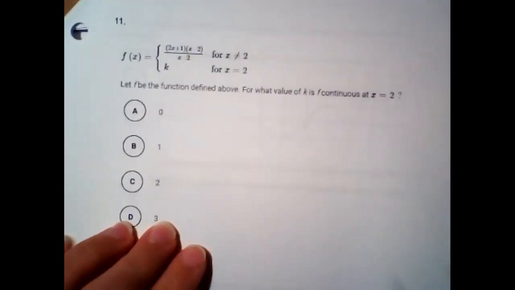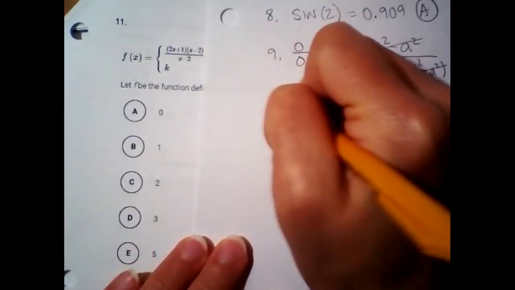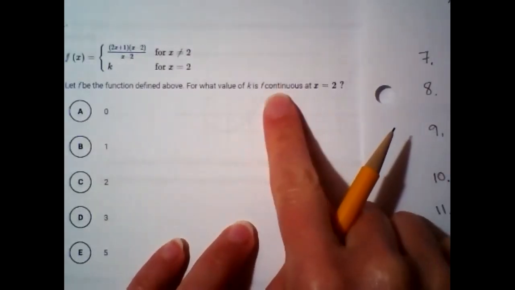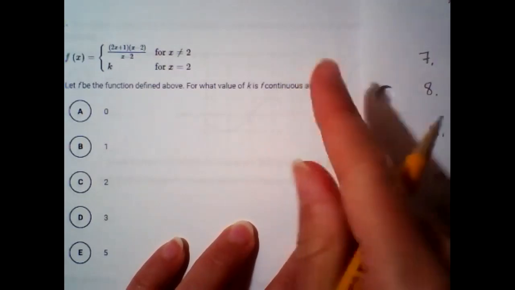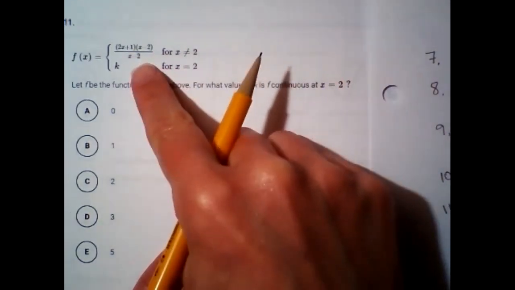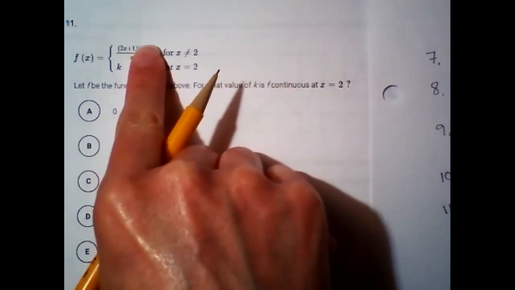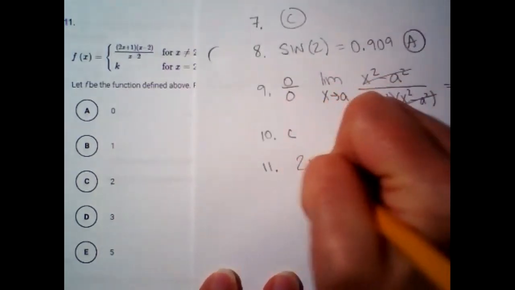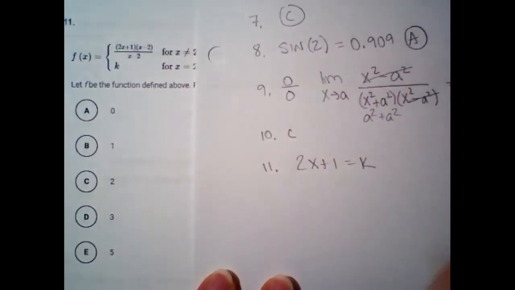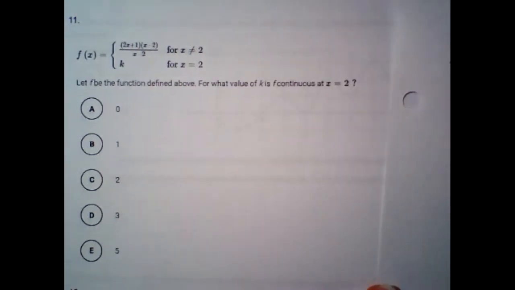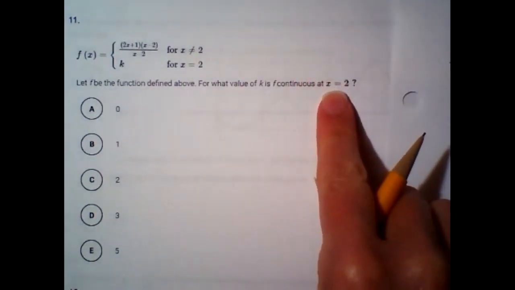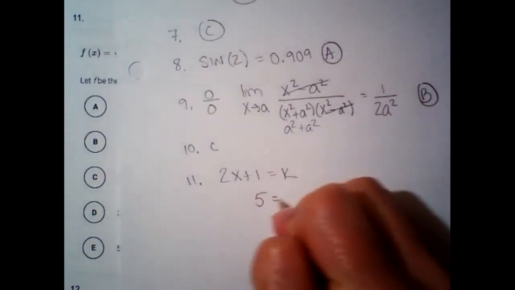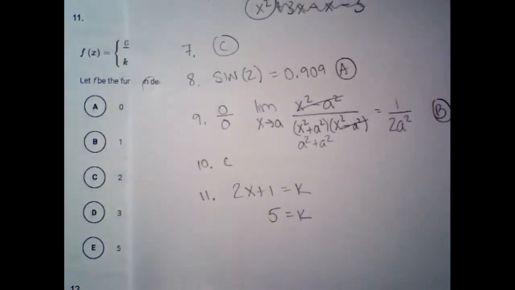All right, 11. This is another one that's a repeat from the homework, and 10 was C. Let me just go ahead and write that down. We want to make this function be continuous at 2. So for continuity, you want to set the two parts equal. And what's kind of nice about how they did this one is those x minus 2's are going to cancel. So when you set this equal, you'll just have 2x plus 1 equals k. And they said they want it at x equals 2. So I'm going to plug in 2 for x. And if I plug in 2 for x, that's going to give me 5 for k. So that one was E.